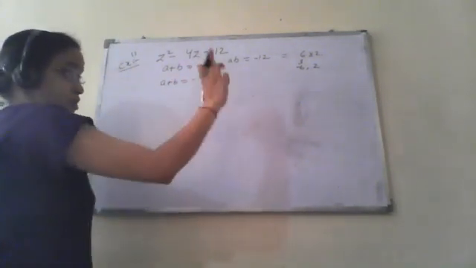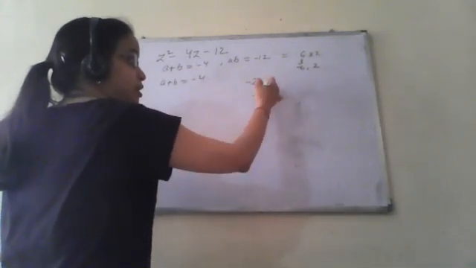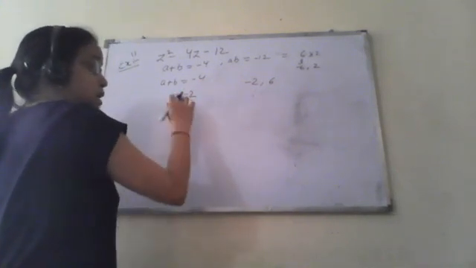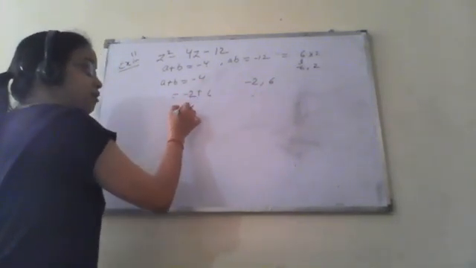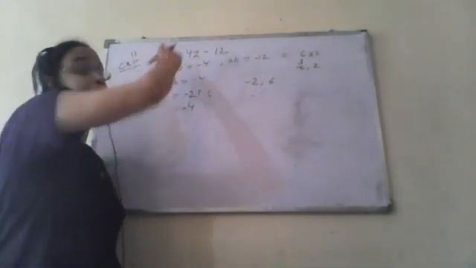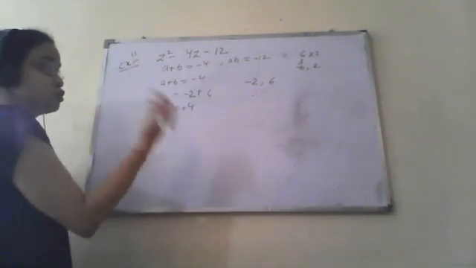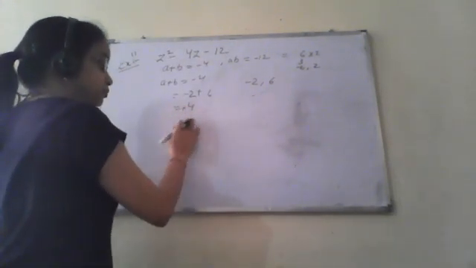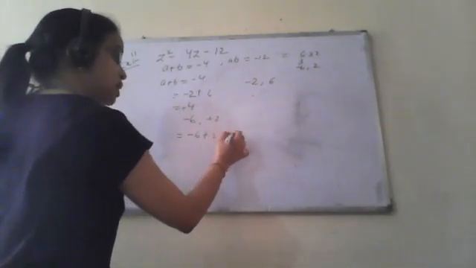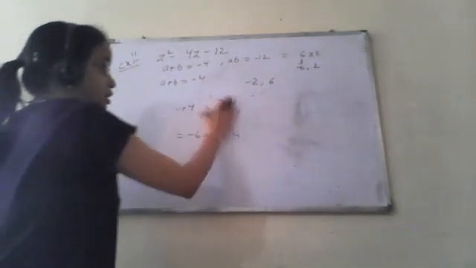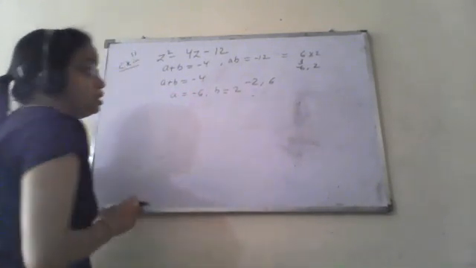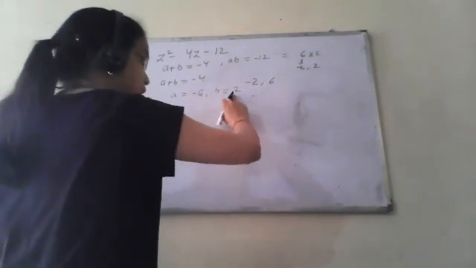First case: 2 is negative and we have plus 6. If we add these, minus 2 and plus 6, the answer is plus 4. But we need a minus sign with 4. So we have to take minus 6 and plus 2. When we add minus 6 plus 2, the answer is minus 4. So the value of a is minus 6 and b is plus 2. When we add, it comes minus 4, and when we multiply, it comes minus 12.